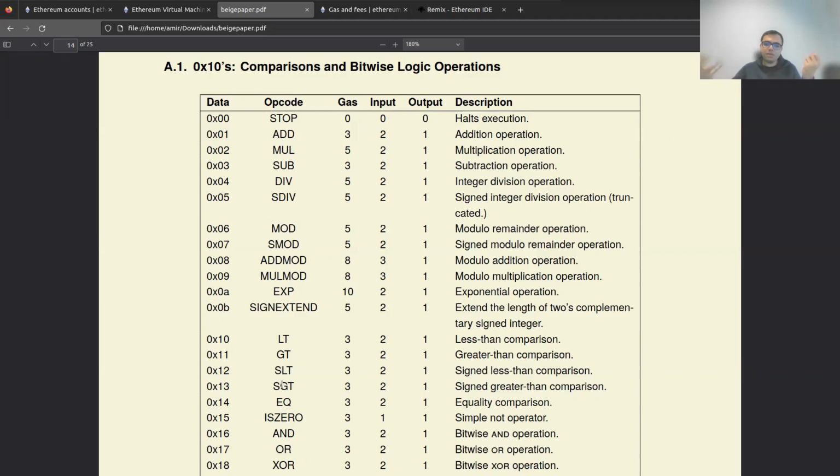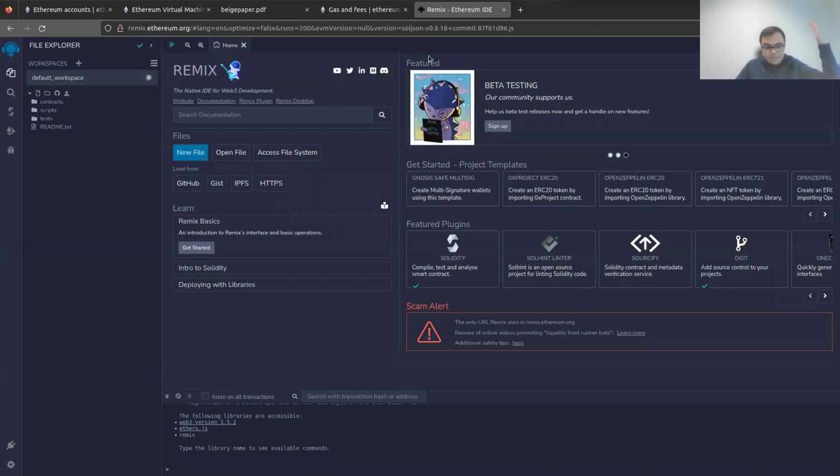So you write the source code, you compile it, you get the bytecode, and what you actually deploy on the blockchain is the bytecode. So only the bytecode goes on the blockchain. Okay, but now, after this really long introduction, let me actually show you how this works.